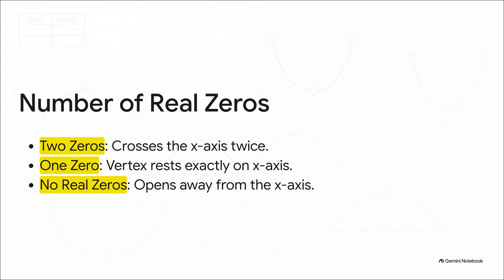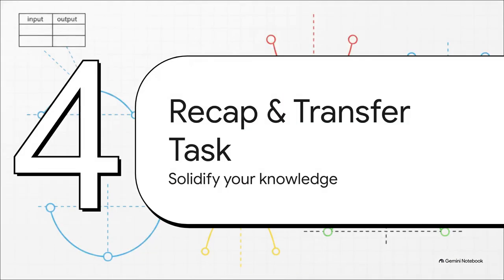Quadratics do not always have 2 distinct real zeros. Sure, it can cross the axis twice, but it can also touch the axis just once if its vertex rests exactly on the x-axis. Or it can float entirely above or below the axis, opening away from it. If that happens, there are absolutely 0 real roots. Section 6, a recap and transfer task.